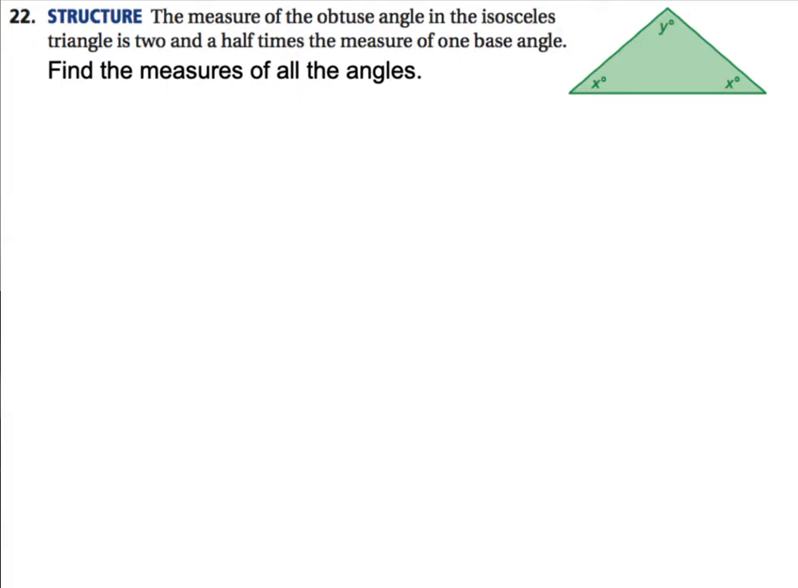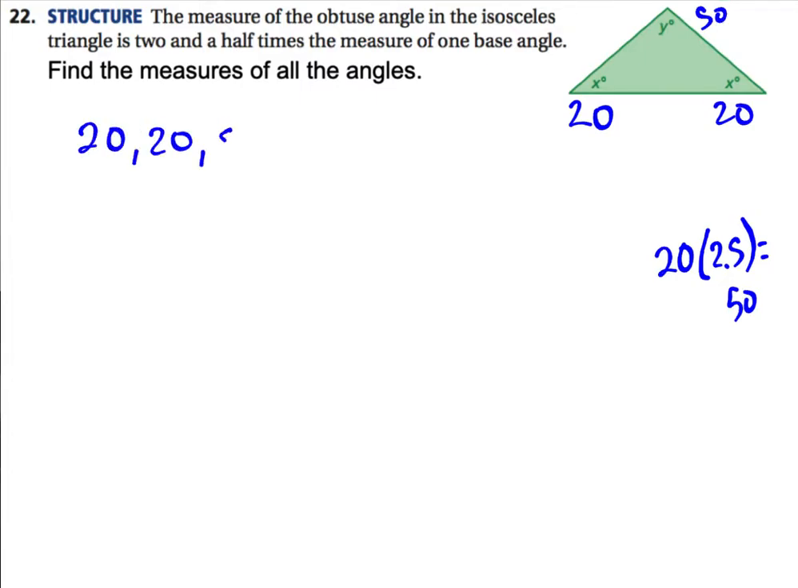So just some wild guess, let's say that each of these are 20 degrees. What is 2.5 times 20? 20 times 2.5 would be 50. So my first guess is that my angles are 20, 20, and 50. But if I add those all together, that is only 90 degrees. That is not 180. But with my next guess, I know if I need to get to 180 and I made it to 90, if I double everything, that should do it for me.